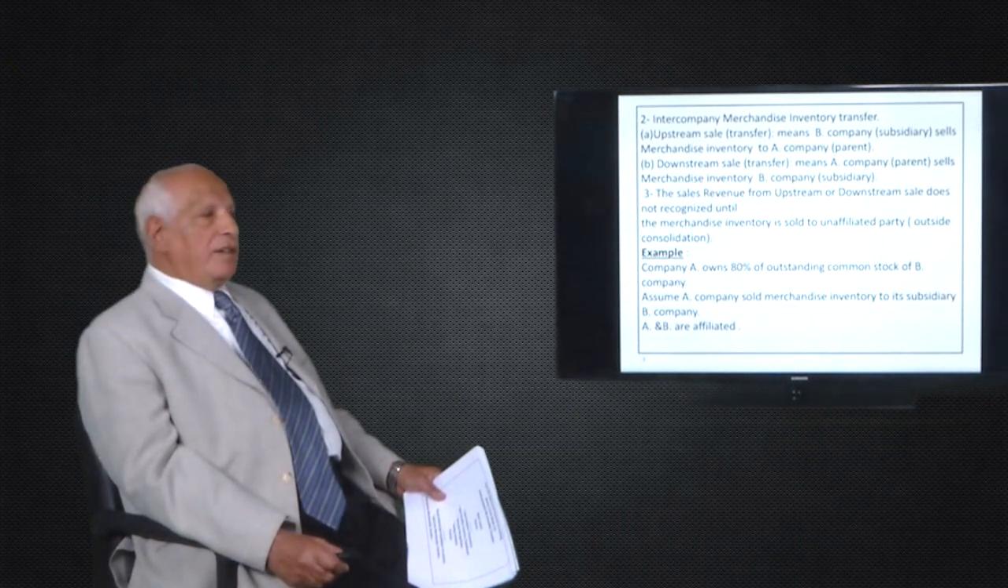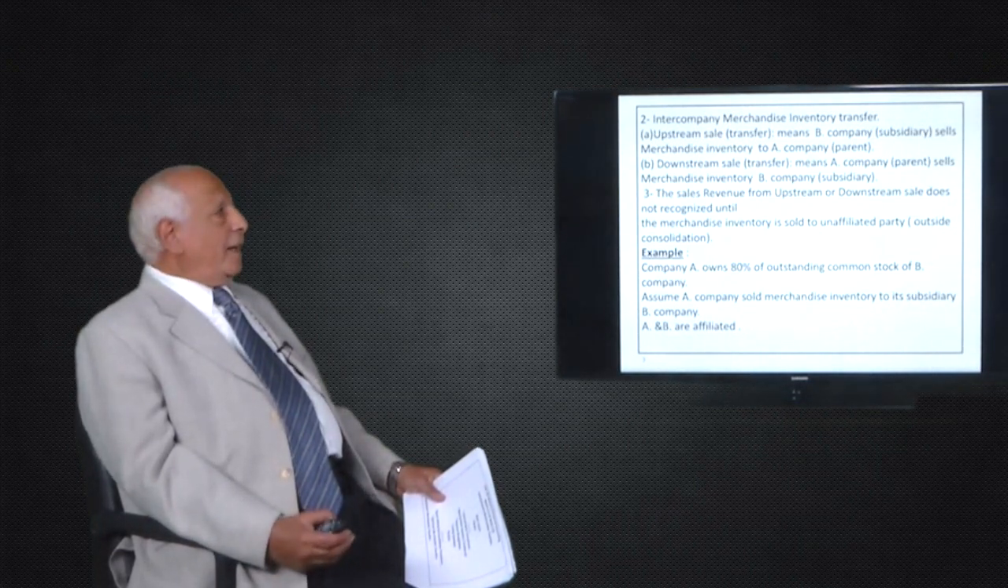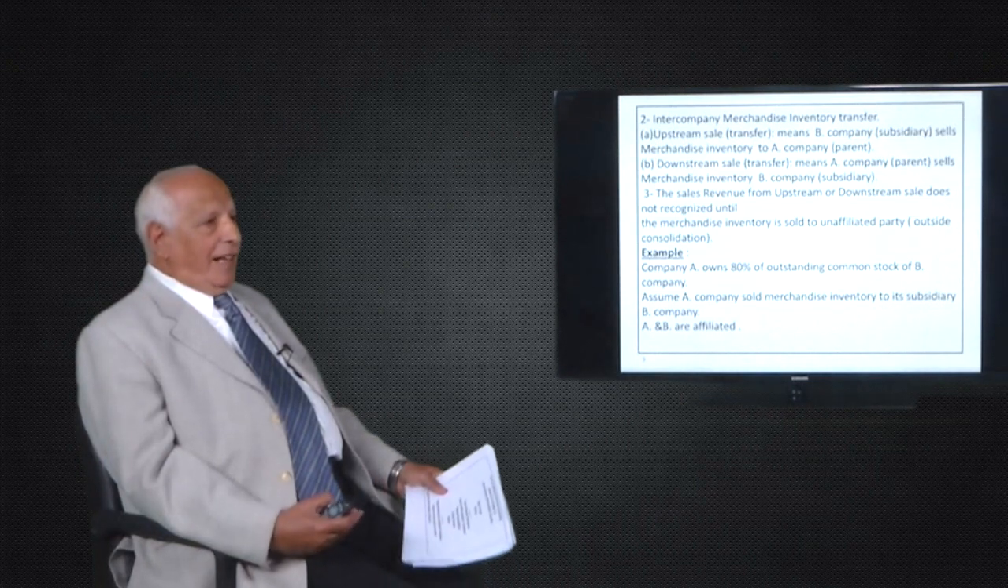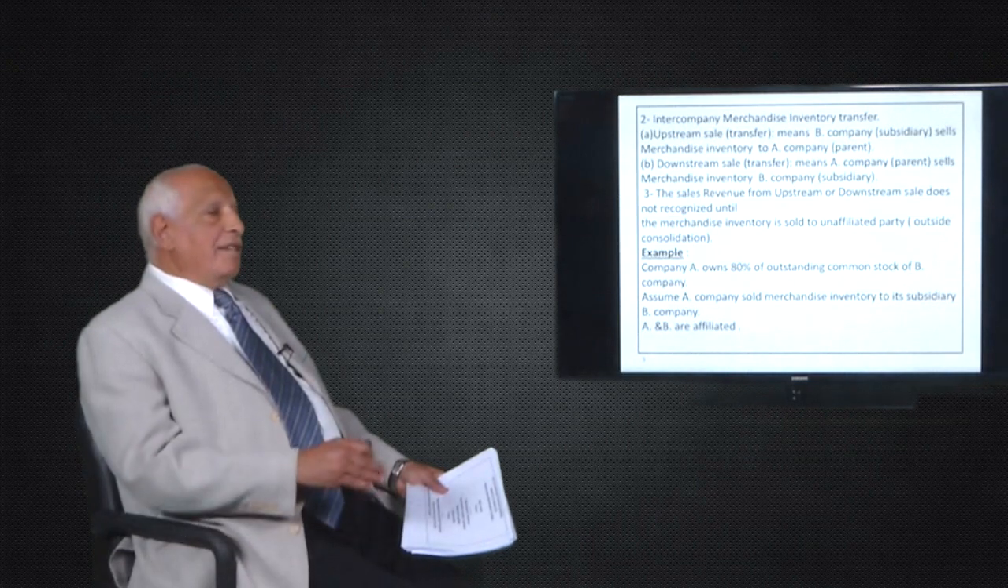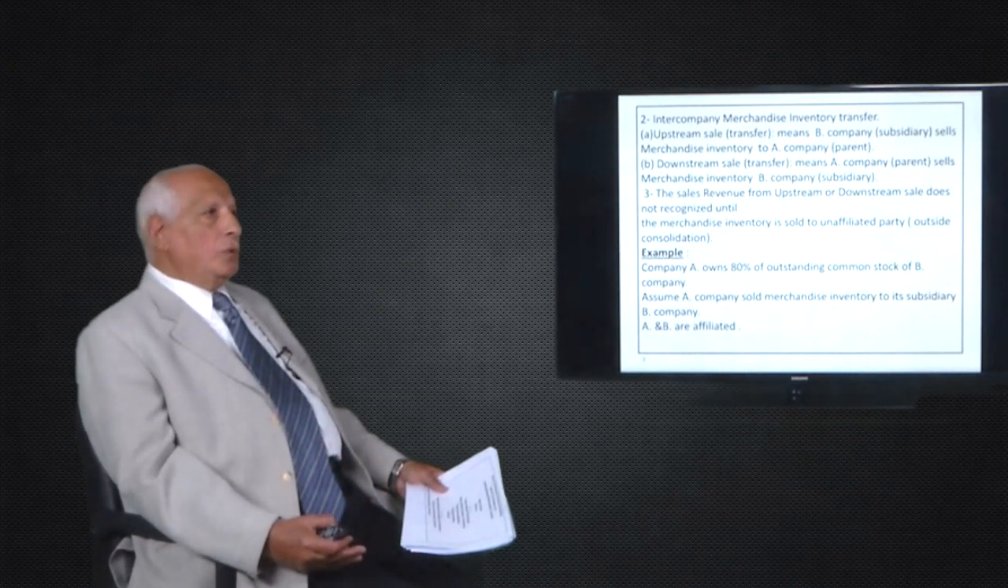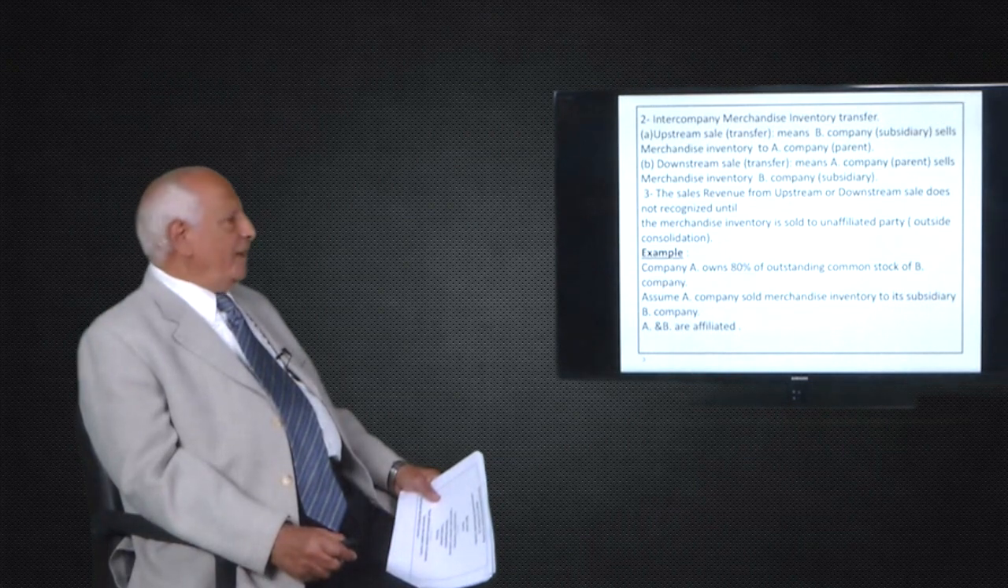Number three, when I have sales revenues from upstream or downstream transfers, they are not recognized until the merchandise inventory is sold to an unaffiliated party. What do you mean by unaffiliated party? It means outside the consolidation. Remember again, company A and B are affiliated because A is a parent and B is a sub. Any other company, not including A and B, will be outside the consolidation, and we call it unaffiliated. I'm going to give you an example to explain this.